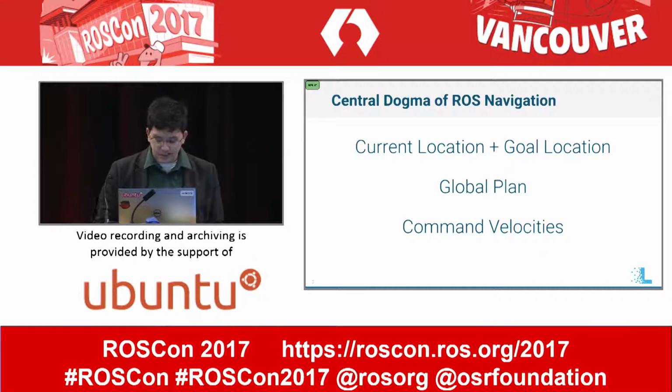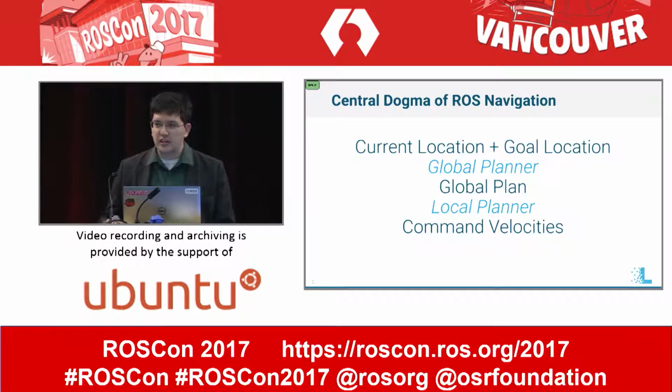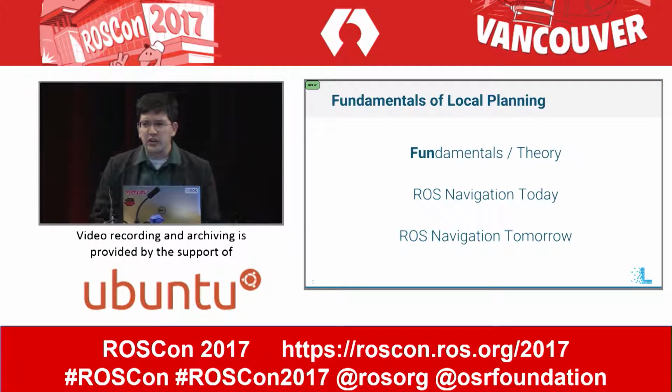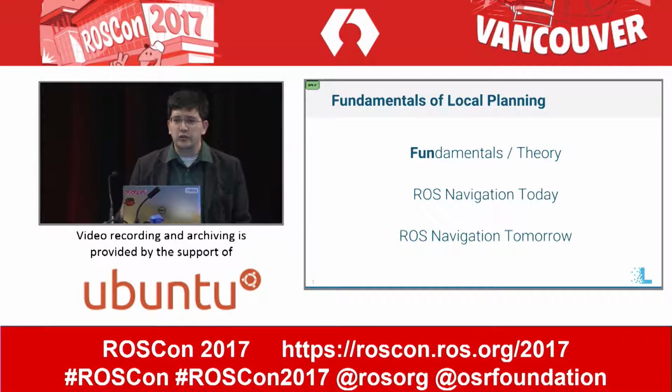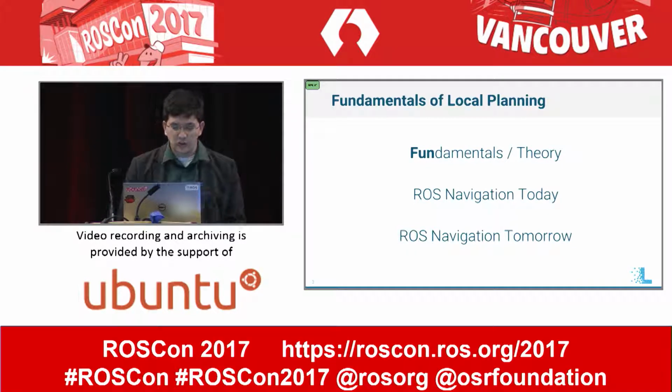along that path. Now, the first step in the process is the global planner, and that's really just glorified Dijkstra's algorithm. And so what we're going to be talking about today is the local planner that covers the second half here. And so just general outline, we're going to start with some fundamentals in theory of how one instance of local planning works, emphasis on the fun. Then we're going to look at how ROS navigation works today, and then we're going to take a look at where I'd like to see it go in the future.